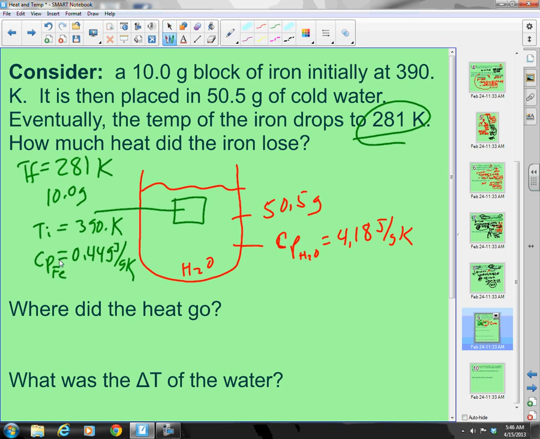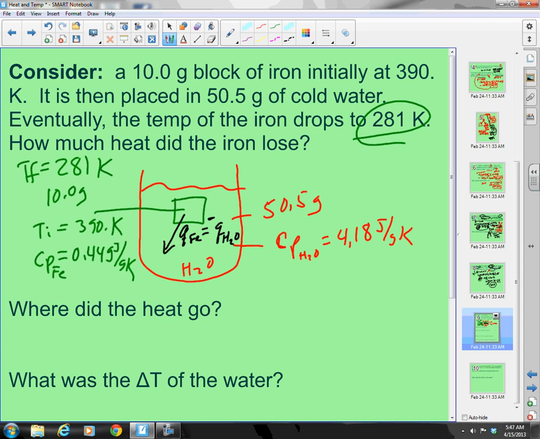We are going to assume, since the iron is in water, that all the heat lost by the iron goes to the water. So we are going to say that Q_Fe equals Q_H2O, except for what? One of them is losing and one of them is gaining, so that means there's a negative on one. So the Q of Fe is equal to negative Q for water. That's the one thing we have to understand when we're doing this.